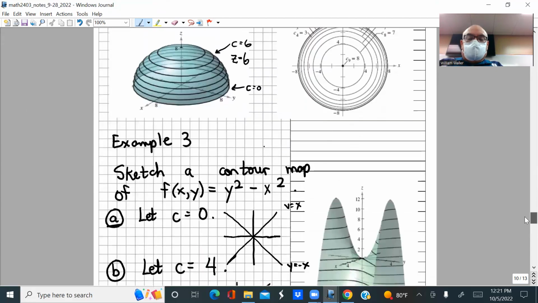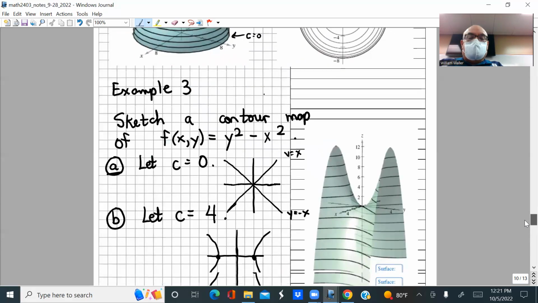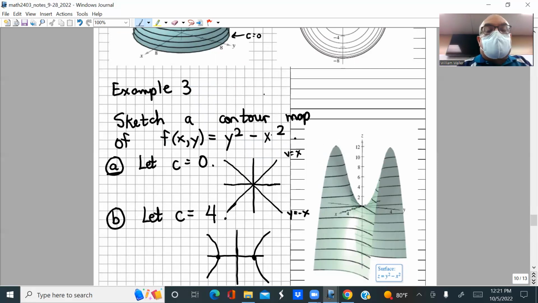Let's try another one. Y'all are going to have to help me. Well, I've already cheated there; I gave y'all some ideas here. Suppose you're trying to graph z equals f of xy equals y squared minus x squared. So if we put a z on there, we would have z equals y squared minus x squared.